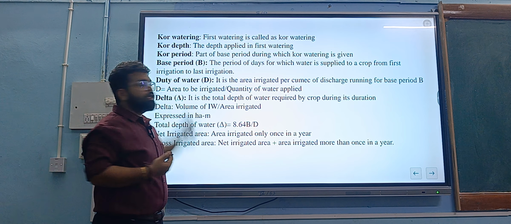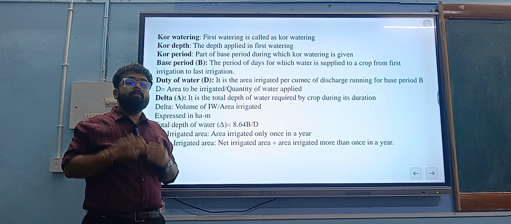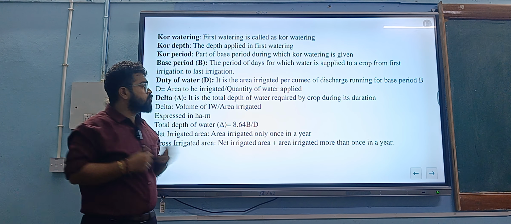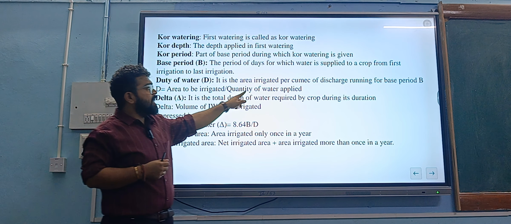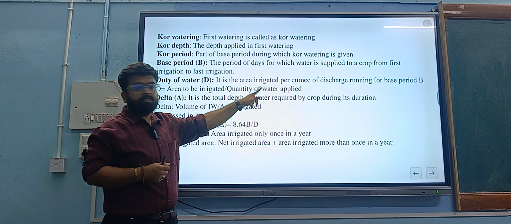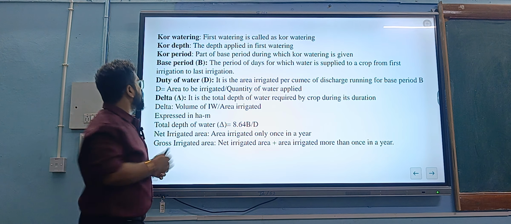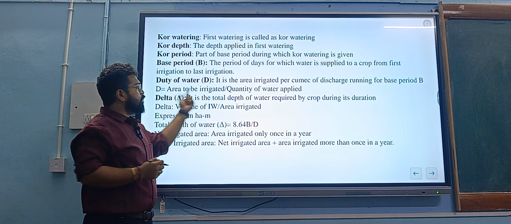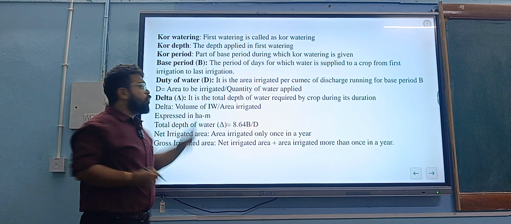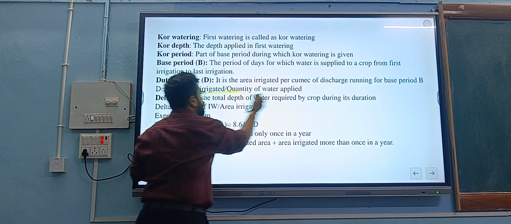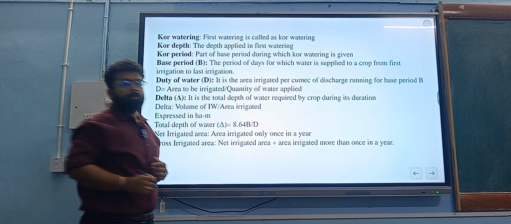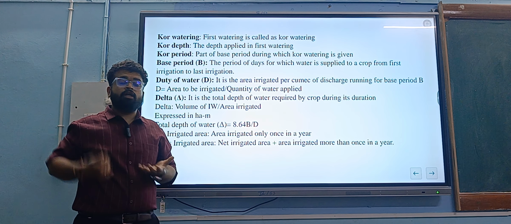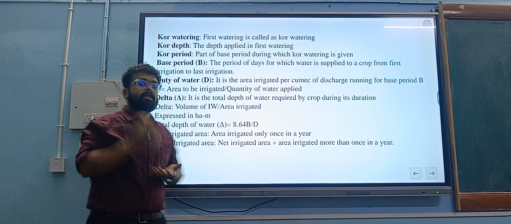The next is the duty of water. Duty means how much area can be irrigated from an irrigation source. It is the area irrigated per cubic meter of discharge running for a base period. We call it duty. So duty D is equal to the area to be irrigated divided by the quantity of water applied. The area irrigated for the quantity of water applied forms the duty of water. If I am applying around 10,000 cubic meters of water, how much area is covered? We call it duty.